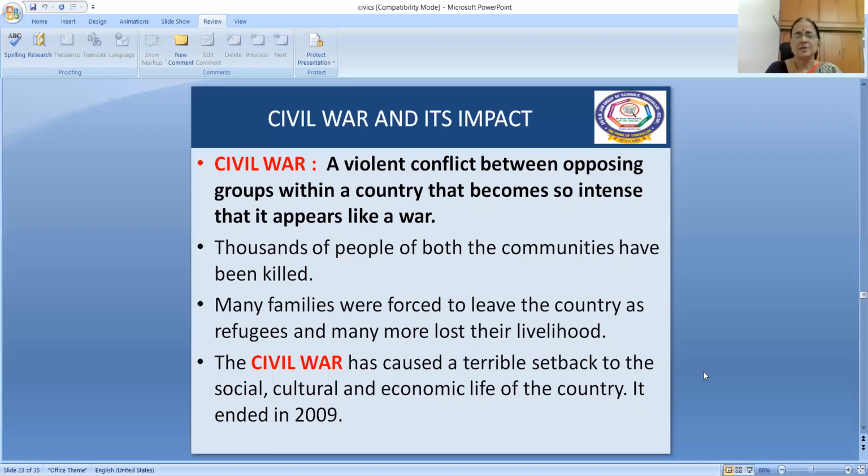So many families were forced to leave the country as refugees. Many more lost their livelihood. Civil war has caused a terrible setback to the social, cultural, and economic life of the country. So the war started in the year 1980 and ended in the year 2009. The impact was there till 2009.